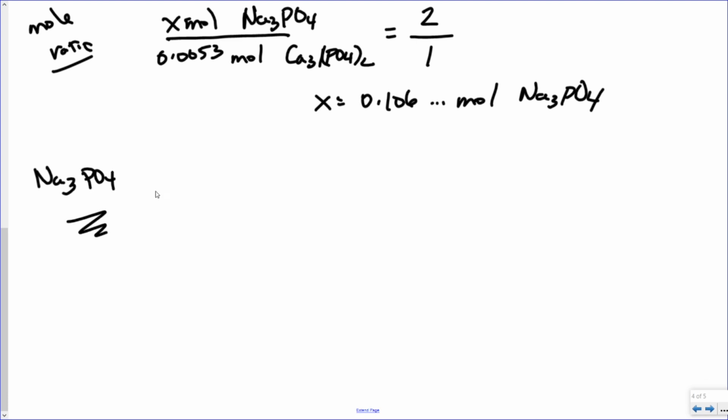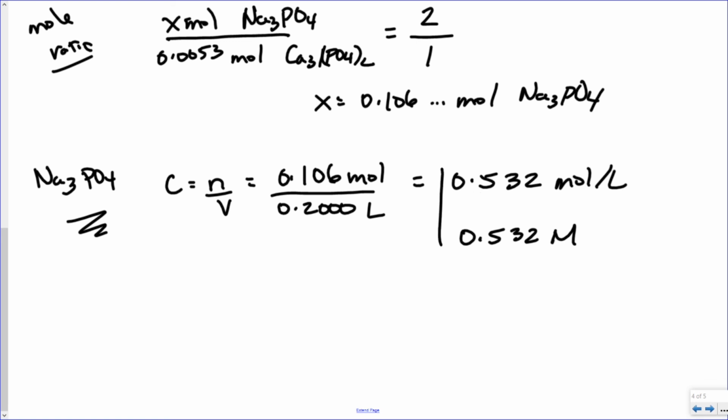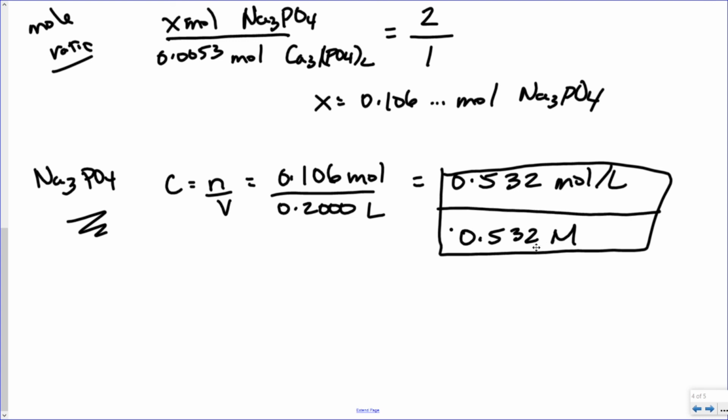Now we want to do the final step, and what are we supposed to find about sodium phosphate? I believe we're supposed to find a concentration. So concentration equals moles divided by volume. We just calculated the moles was 0.106, and the volume, we were given that way back at the start, 0.2000 liters. And when I do that, I get 0.532. And I believe that's rounded to the correct number of significant digits. And this would be moles per liter, or my preferred 0.532 molar. Either answer is totally fine. I'll put a box around both. I'll divide that box up so that you know, hey, I could have either answer. I don't need to write both.